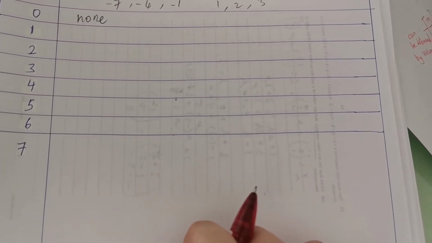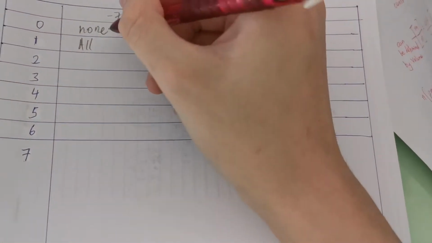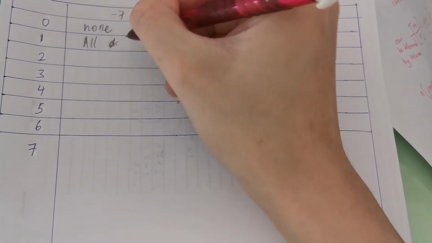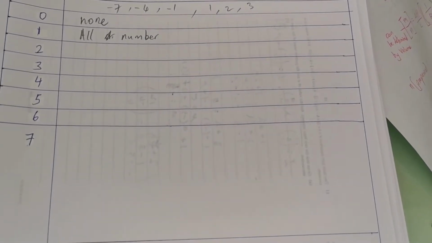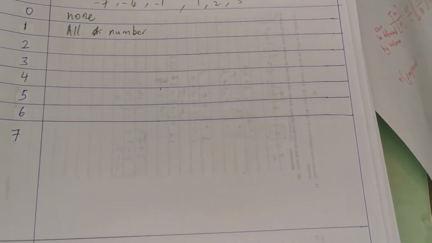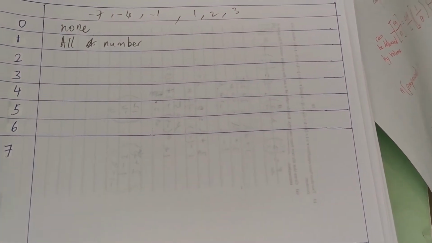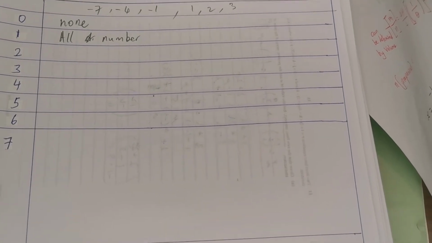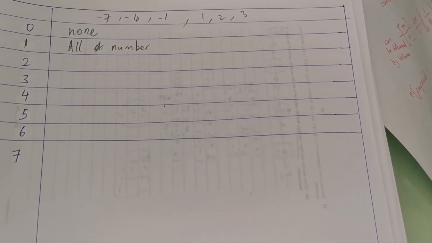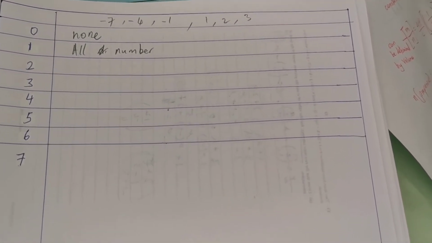Okay, what number is divisible by 1? All numbers are divisible by 1, right? So you get 1 million divided by 1, you get 1 million back. 2000 divided by 1, you get 2000 back. 999 divided by 1, you get 999.